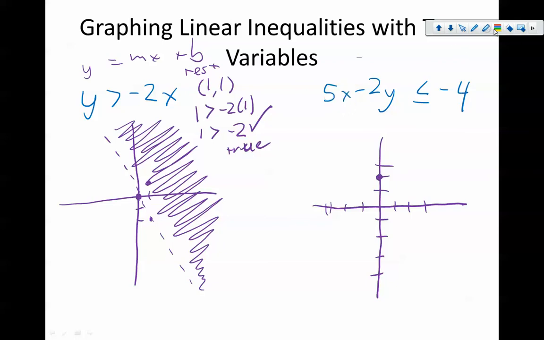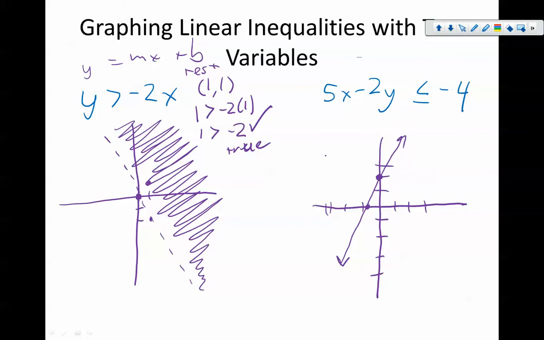Now, we're going to do the same thing, but we're going to ignore that one. Plugging in 0 for y, we have 5x is less than or equal to -4. That gives me x is -4/5, so that puts a point right there. And then we connect the dots. This is a greater than or equal to, so it's a solid line.